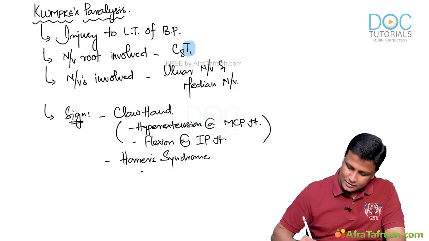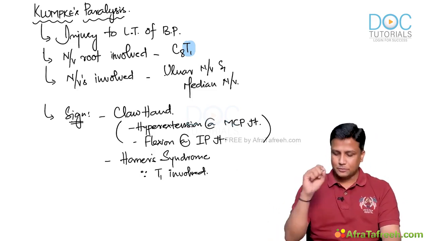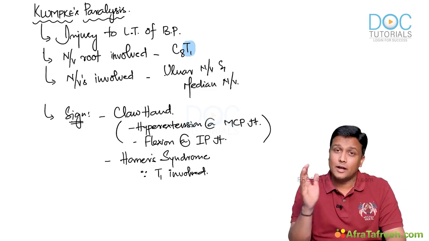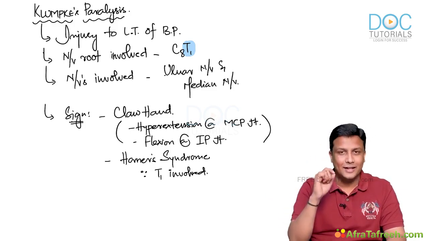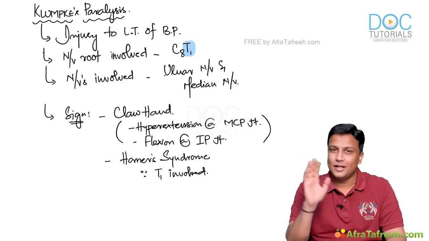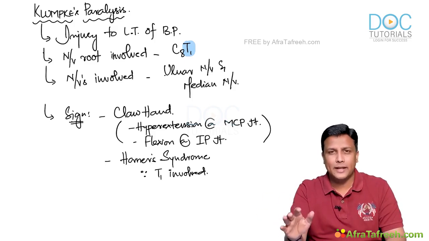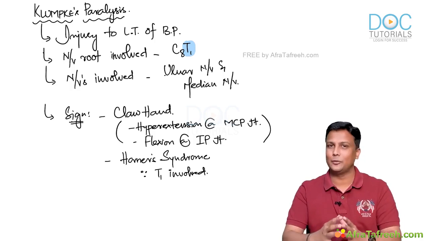Why? Because T1 is involved, which is the sympathetic contribution. So because of the involvement of T1, there will be Horner syndrome. If a patient comes to you tomorrow in the hospital with ulnar nerve and median nerve injury along with Horner syndrome, then it is Klumpke's paralysis. If there is no Horner syndrome, there is no involvement of T1, then it will be only plainly ulnar nerve and median nerve injury, guys. So that is how you keep clarity between these two.